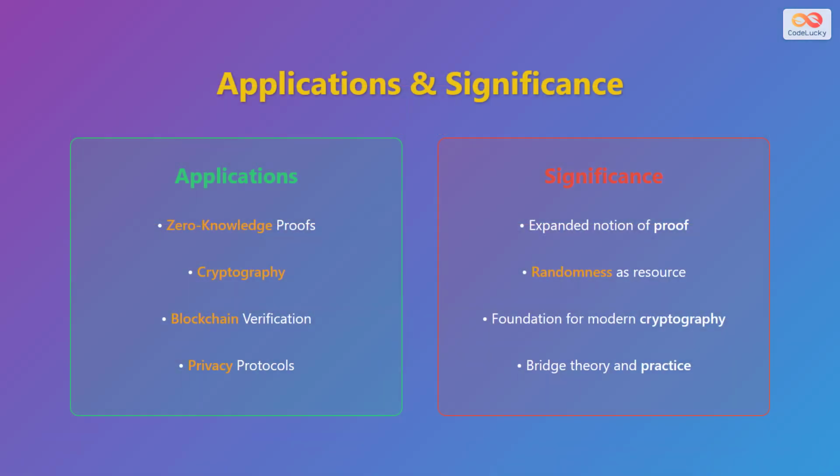Interactive proof systems have numerous applications and hold significant importance in the field of computer science. They are used in zero-knowledge proofs, cryptography, blockchain verification, and privacy protocols. They have expanded the notion of what constitutes a proof, utilize randomness as a valuable resource, form the foundation for modern cryptography, and bridge the gap between theoretical concepts and practical applications.